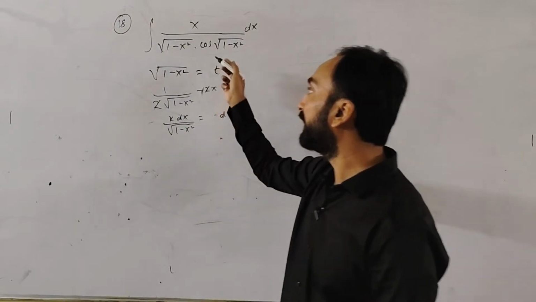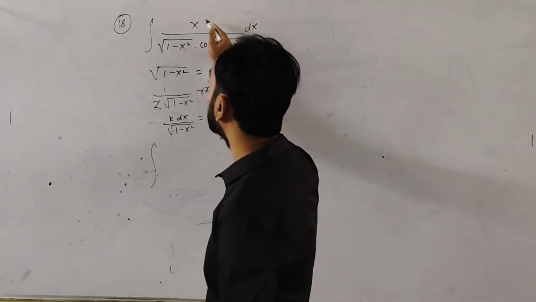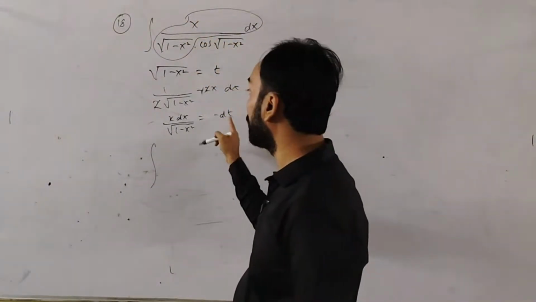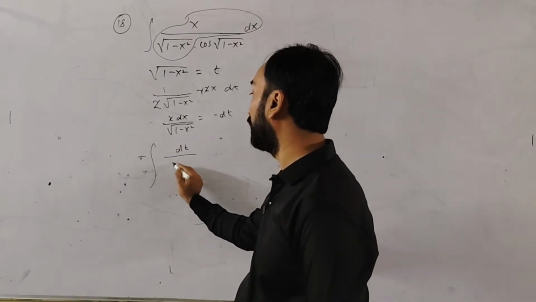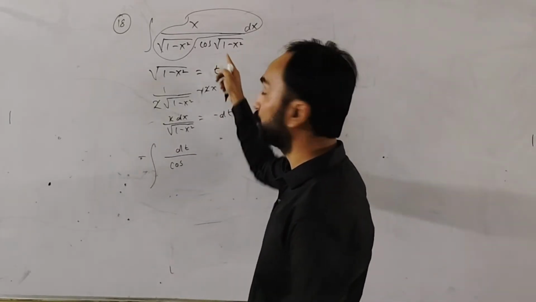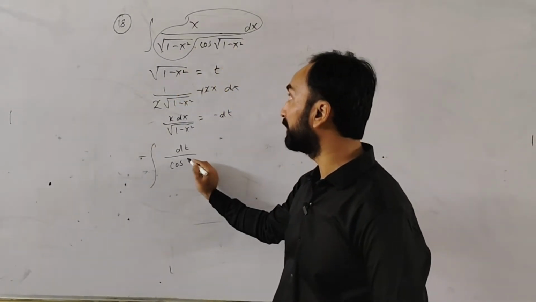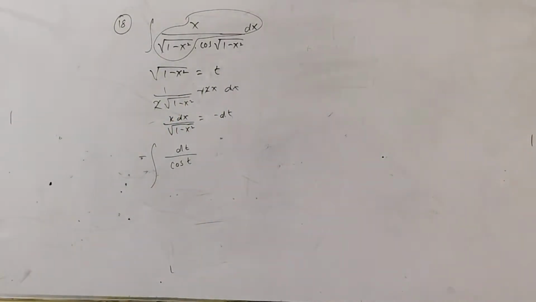Correct? Now make all the changes as per the assumption. This part will become x dx upon square root of 1 minus x square, which is minus dt. So I am writing minus and dt here. And this will become cos. Since we have assumed earlier that square root of 1 minus x square is equal to t, this will simply become cos t. Right? Now cos t, we don't have 1 upon cos t actually, right? So 1 upon cos t, is it cos square t or cos t?